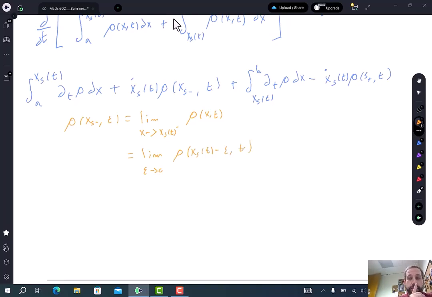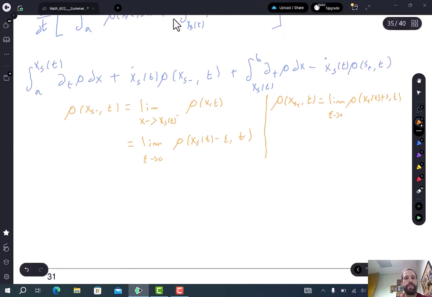And then there's going to be a similar definition for rho xs plus. This is equal to the limit, I'll write it in the second form, as epsilon goes to 0 of rho of xs of t plus epsilon comma t. So the s minus is the limit from the left-hand side to the discontinuity. The s plus is the limit from the right-hand side to the discontinuity.